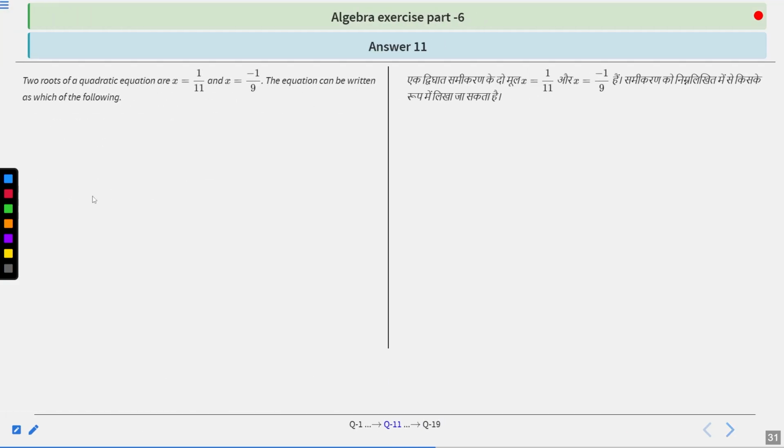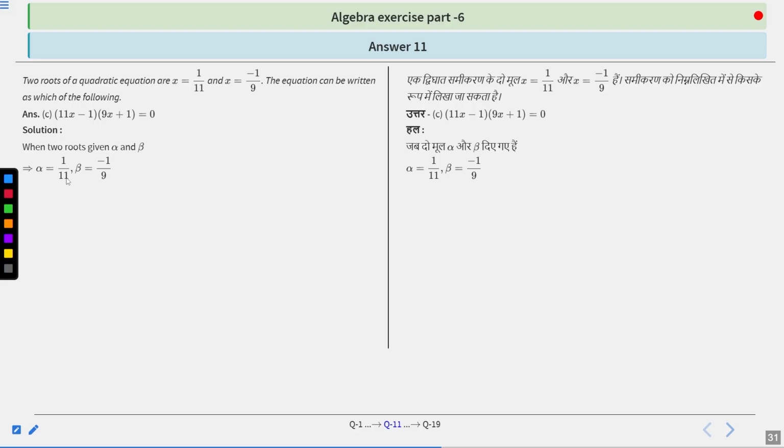So two roots of the equation, that is x equal to 1 upon 11 and x equal to minus 1 upon 9, were given to us. So we have to find how we can write the equation. Answer to this question is option number C, 11x minus 1 into 9x plus 1 equal to 0. Now, let us look at the solution to this question. When two roots are given, alpha and beta, then here alpha is 1 upon 11 and beta is minus 1 upon 9. So the quadratic equation can be written as x minus alpha into x minus beta equal to 0.